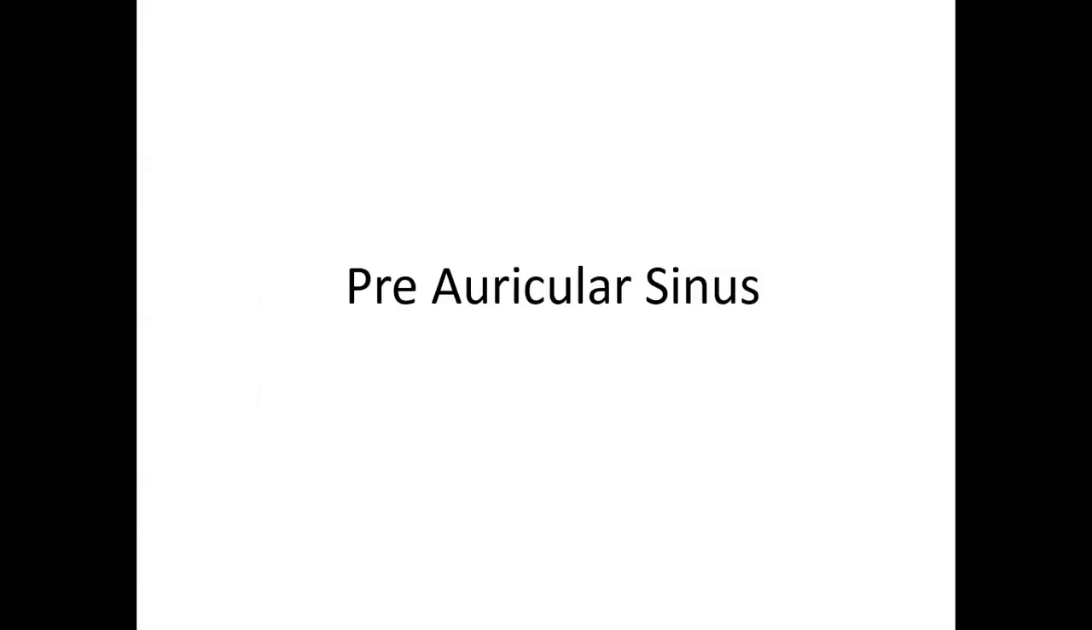The second is the preauricular sinus. What is a sinus? A sinus is a tract between the external environment and the internal mucosa. If there is a tract between the external environment and the mucosa, this tract is known as a sinus. Pre means in front, auricular means auricle. So in front of the auricle, there is a tract between the external environment and the mucous membrane, which is known as the preauricular sinus.